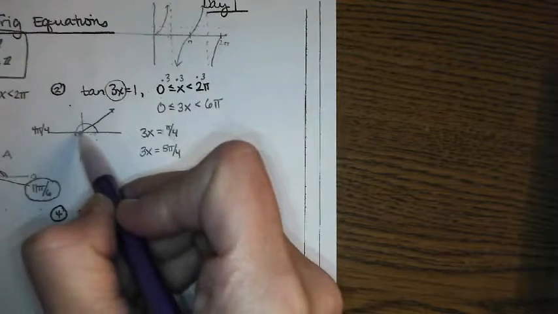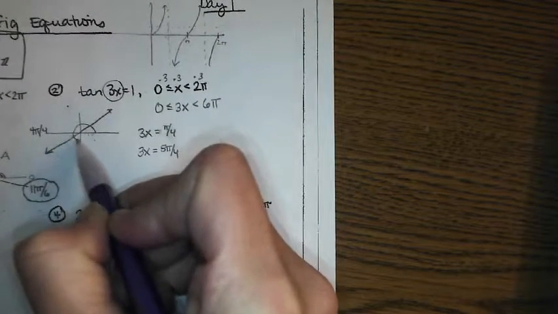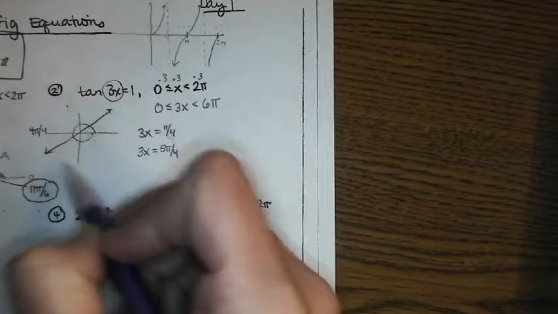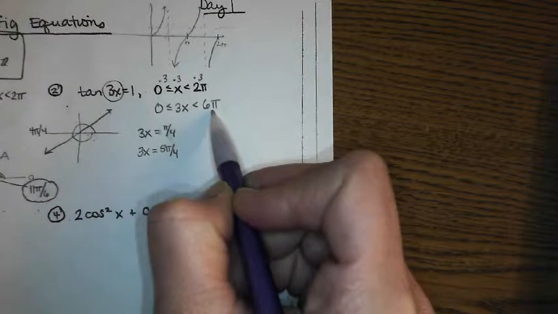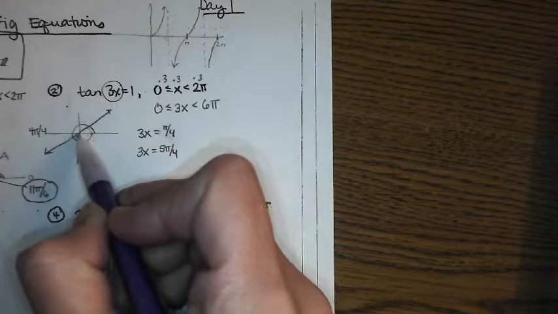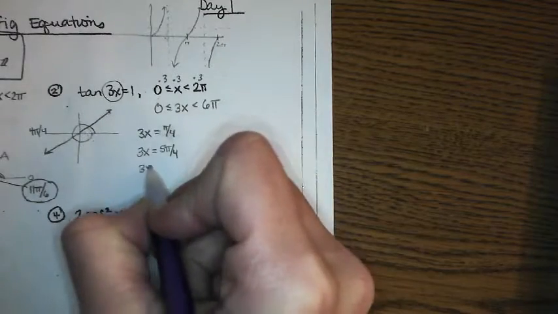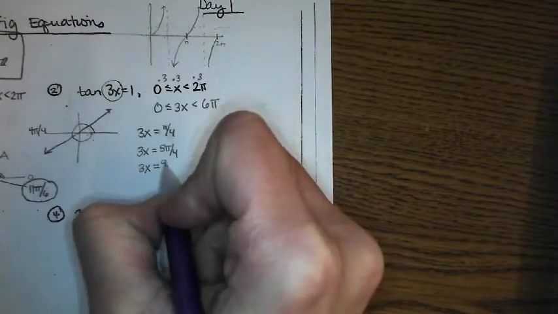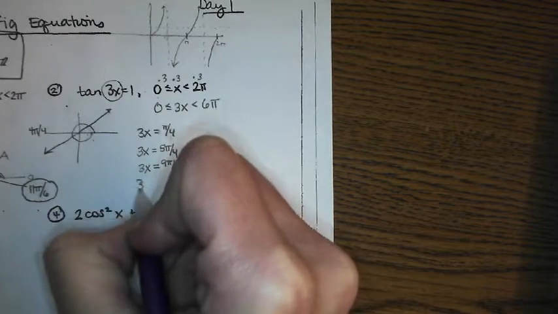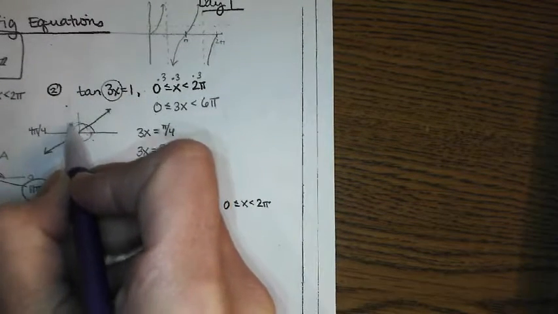And do I have anything in the fourth quadrant? No. And then that just gives me 0 to 2 pi, but 3x could be between 0 and 6 pi. So I go around again. I'm going to hit another one in the first quadrant. What's going to be the angle there? 9 pi over 4.